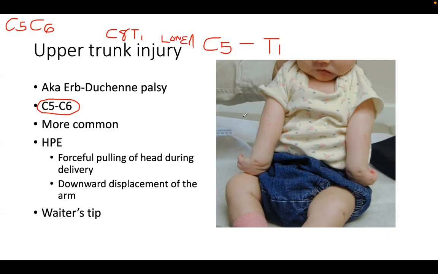Okay, now look at this. This is the most common type of trunk injury in the brachial plexus, involving C5, C6, the upper trunk. That is also known as Duchenne's palsy or Erb's palsy. That is the famous waiter's tip. The history is usually a forceful pulling of the head during delivery, so an obstetrical complication. And there's going to be a downward displacement of the hand. There's the waiter's tip. That is upper trunk injury.